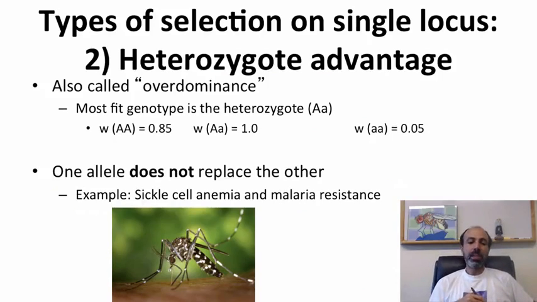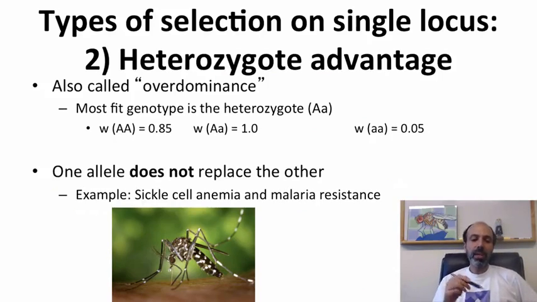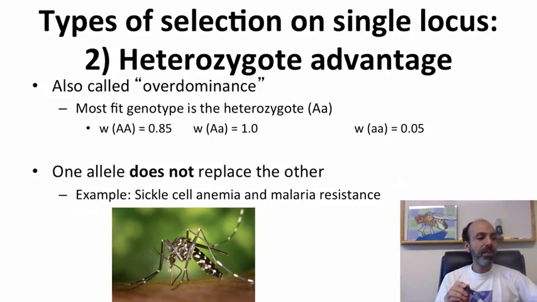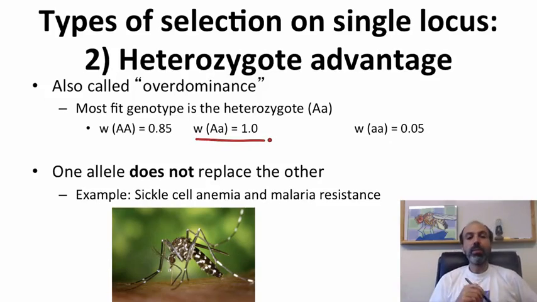Here is a different type of selection. This is the case of heterozygote advantage. This is often called overdominance. In that particular case, the most fit genotype is the heterozygote, or the big A, little a. So this one is more fit than both kinds of homozygotes. The two homozygotes may differ in fitness from each other, but the highest fitness is associated with the heterozygote.